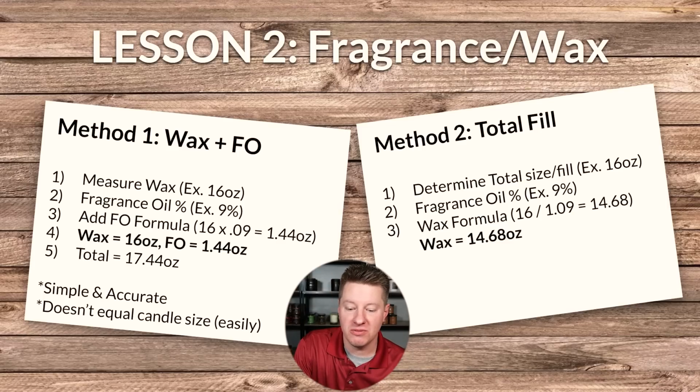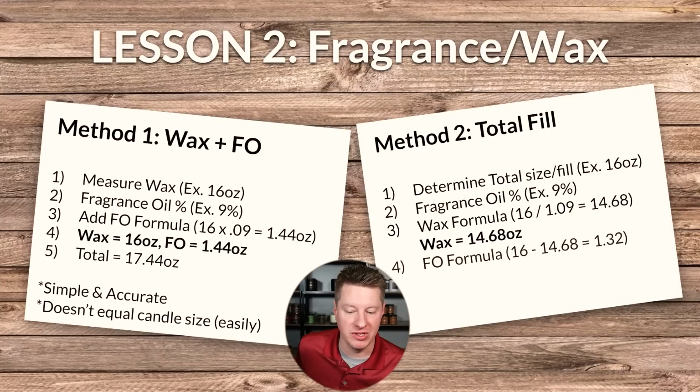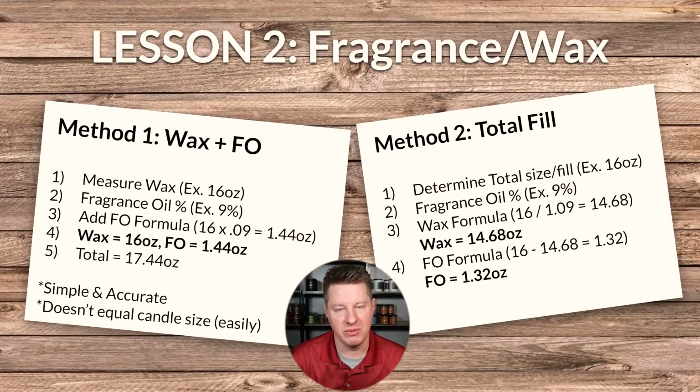And then the formula to figure out the fragrance oil is just subtraction. You take your original total fill of 16 minus the 14.68, and you get 1.32, which is your fragrance oil. So once again, the wax amount would be 14.68. You could round to 14.7. And fragrance oil would be 1.32, and you could round that to 1.3. And as you noticed, we are working in ounces in this example, but it would be the same if you're working in grams or any other measurement.